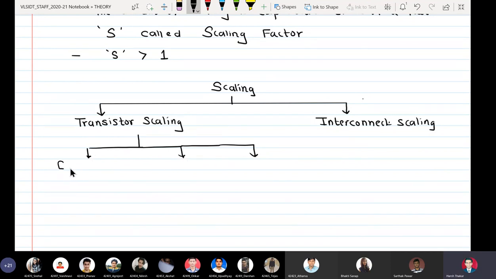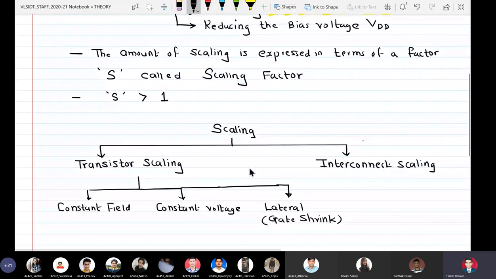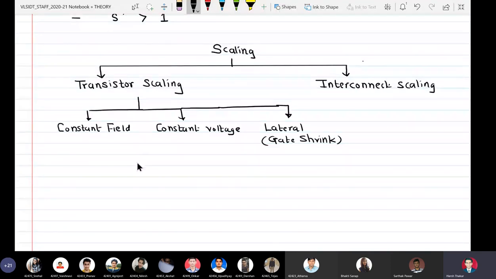first, constant field scaling, second, constant voltage scaling, and third, lateral scaling, also known as gate shrink. From the name itself we can tell the meaning of constant field scaling and constant voltage scaling.